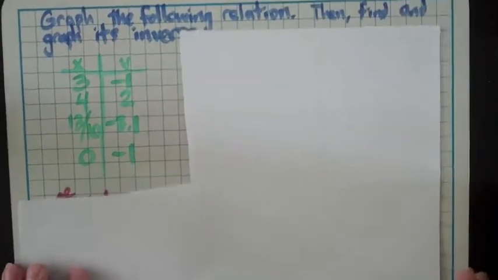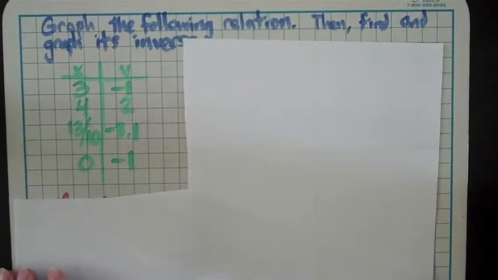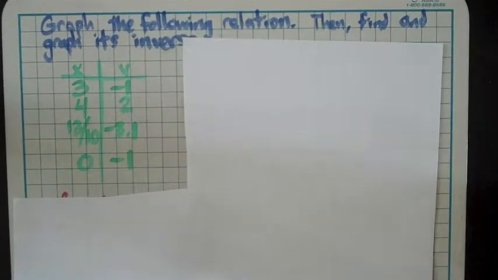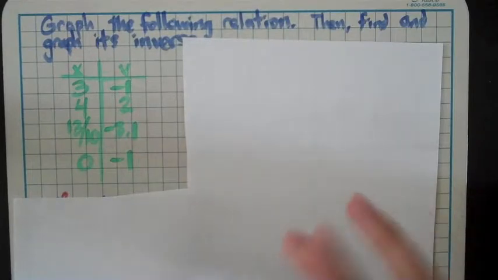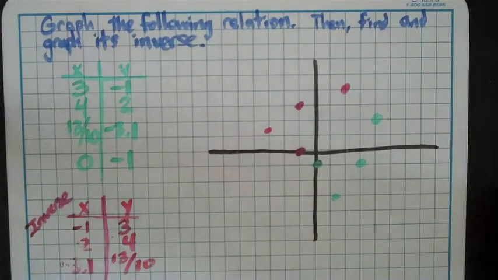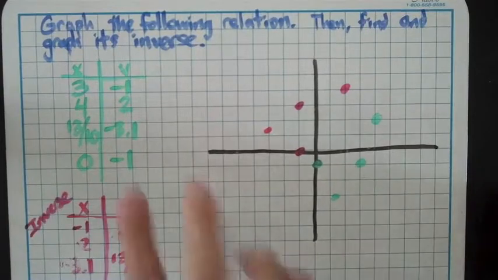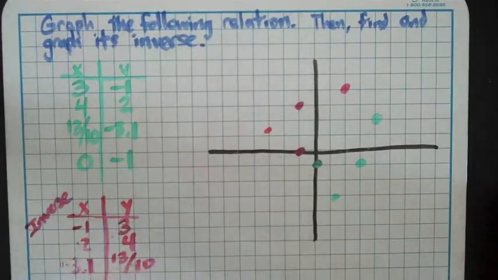So, same instructions as before. I want you guys to take that green table right there and do a couple things. First of all, go ahead and graph that original. Then I want you to figure out what the inverse is and graph that as well. Pause the video right now because I'm going to pull up the answer here so you guys can see if you got it right. So this is what our inverse is. Again, all I'm doing is trading my x's and y's, flipping them around.